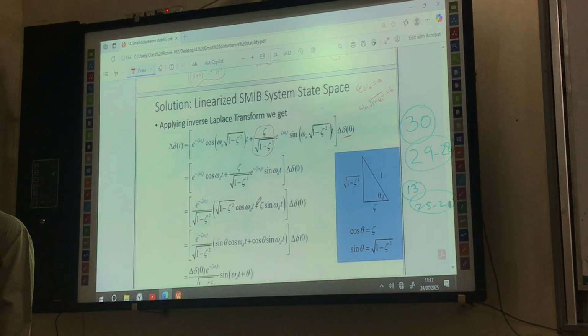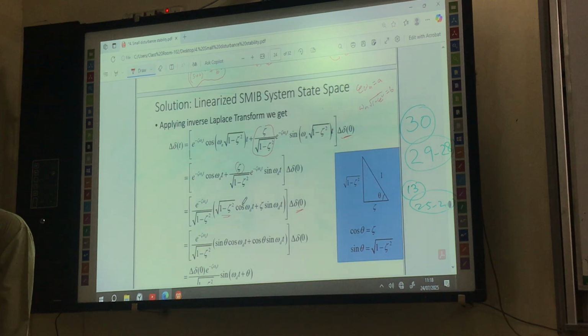Now you can take this term common, that is e to the power minus zeta omega n t over root 1 minus zeta square. So you will get this term here because it is being divided here, so you will get it here by multiplication. So it will be root over 1 minus zeta square cos omega dt plus here this zeta sin omega dt. And this is delta of 0.